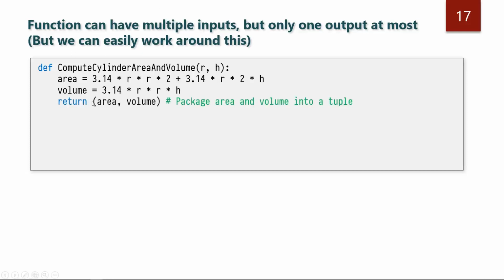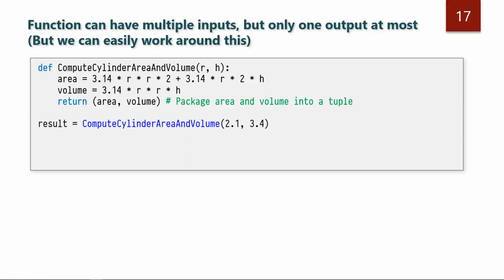Okay, now we have to return both area and the volume, right? So this is how we do it. We package area and volume into a tuple. So the syntax to create a tuple is the round bracket. If you use square brackets, it's going to create a list of two numbers, the first number being area and the second volume, but here we use a tuple, okay? All right.